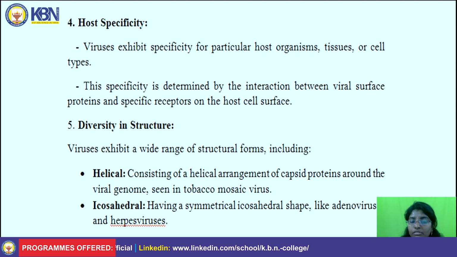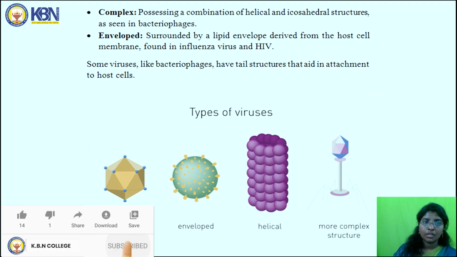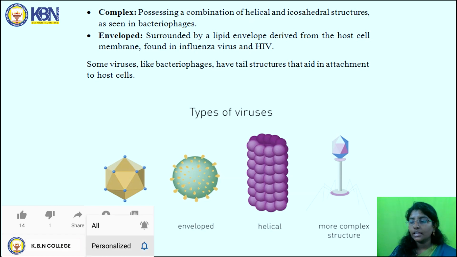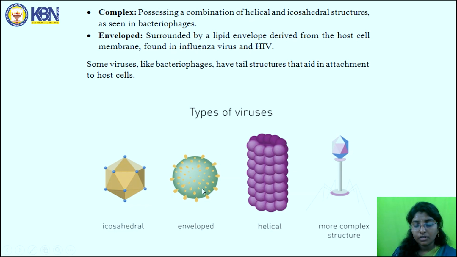Next, diversity. It exhibits a wide range of structural forms, including the helical structure, icosahedral structure, complex structures, and the enveloped structures. This is the icosahedral, and this is the enveloped structure. This is the helical structure, and this one is the more complex structure, called like TMV.